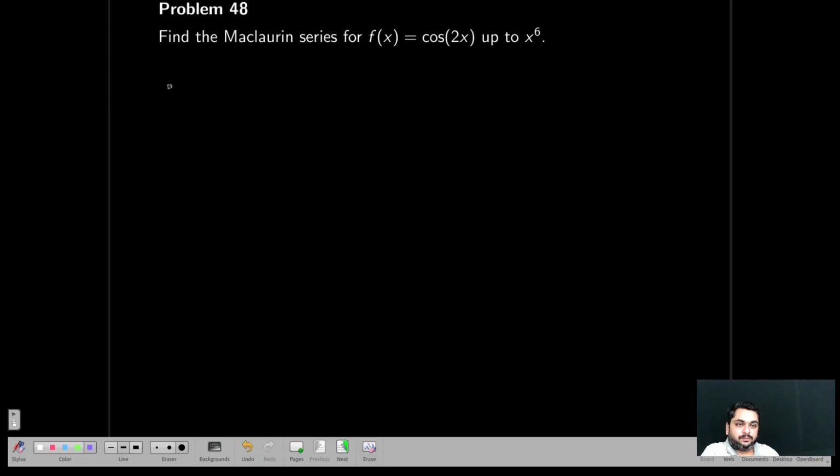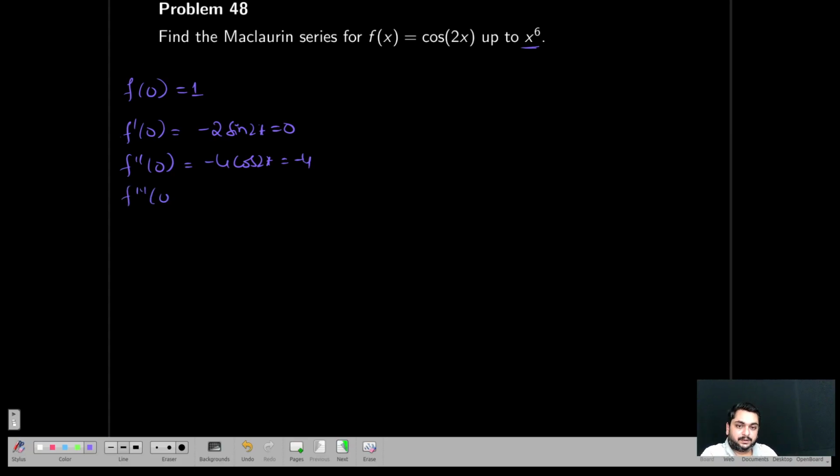Okay, so f of x is cos 2x. You have to find the polynomial up to x power 6. That means you have to do 6 derivatives. First, f of 0 is equal to 1. f dash of 0 is equal to minus 2 sin 2x, which will be 0. f double dash of 0 is equal to minus 4 cos 2x, which is equal to minus 4.